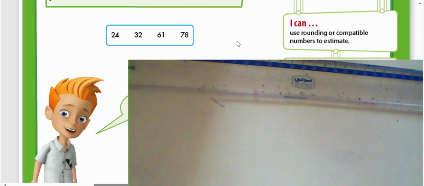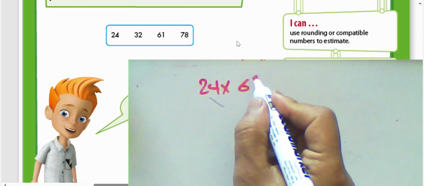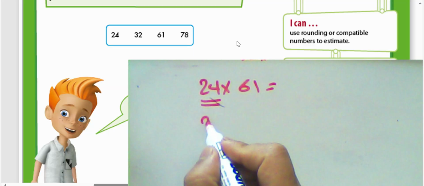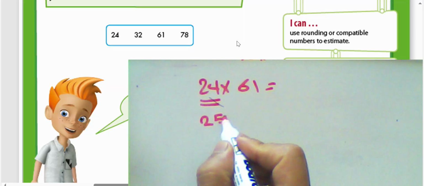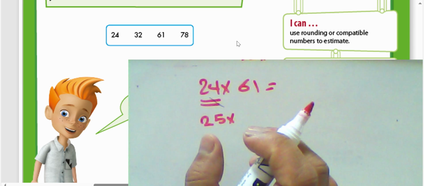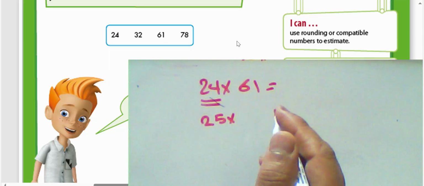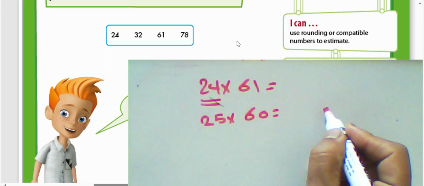In this question we must choose a strategy to find 24 product by 61. Is this number nearest to 20 or 25? You can use rounding or compatible numbers. With compatible numbers we can write 24 nearest to 25 and 61 nearest to 60, and then find the product.